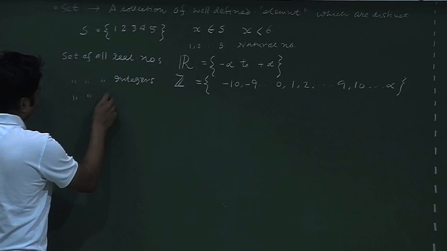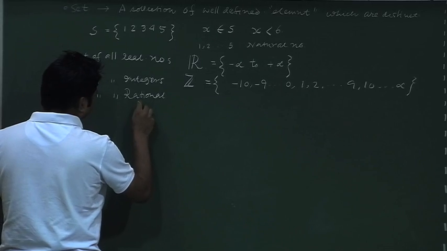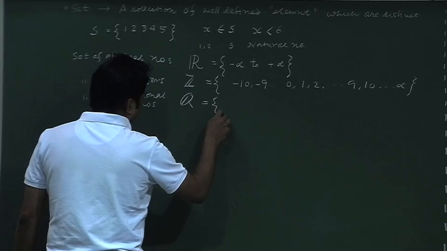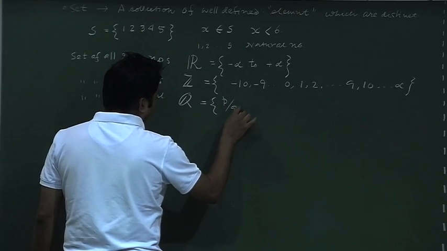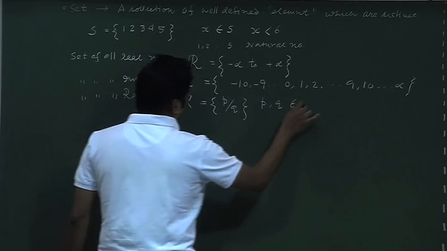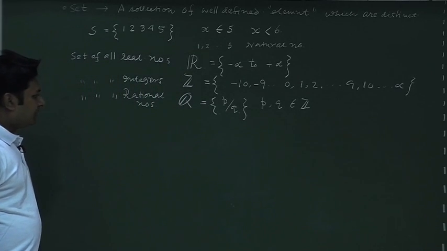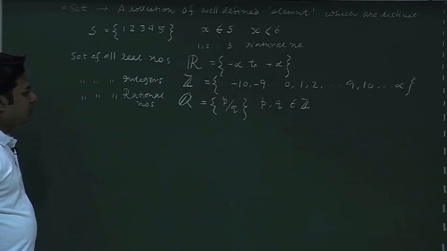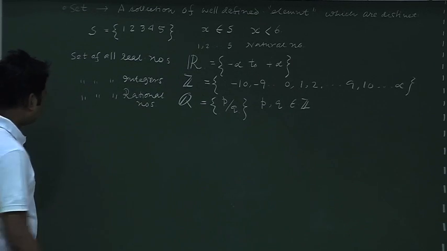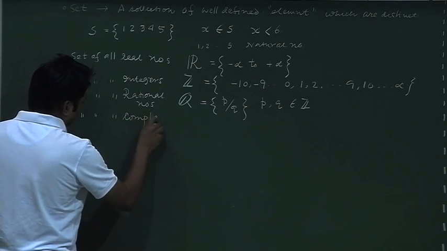In a similar way, the set of all rational numbers, we write it as Q, where the elements can be represented in the form of p by q, where p and q belong to Z. We know that if a number is represented as p by q and both p and q belong to the integers, then this is a rational number.